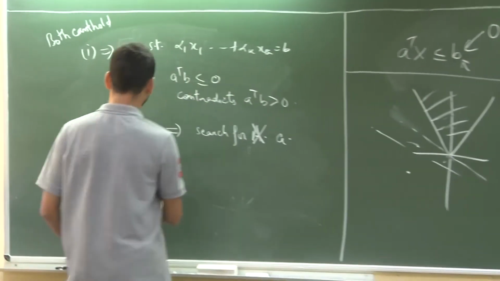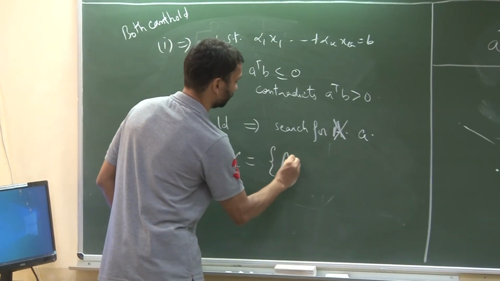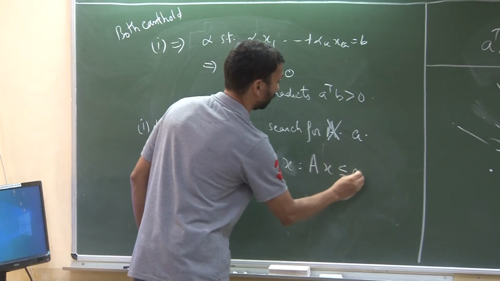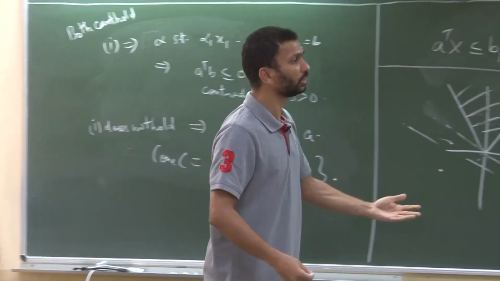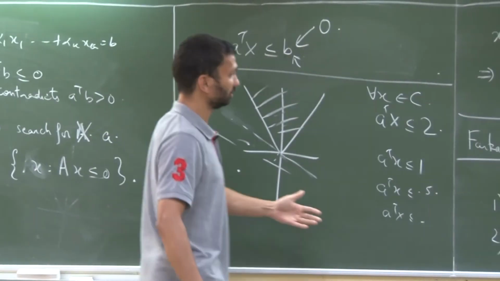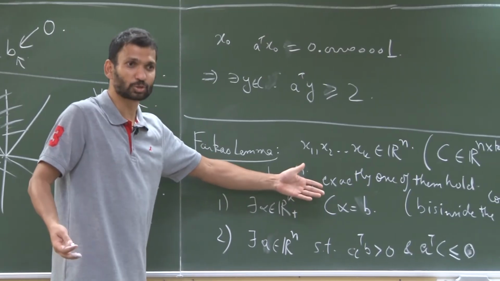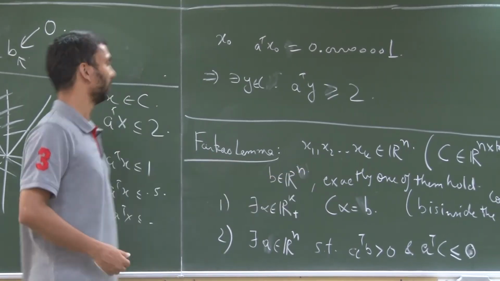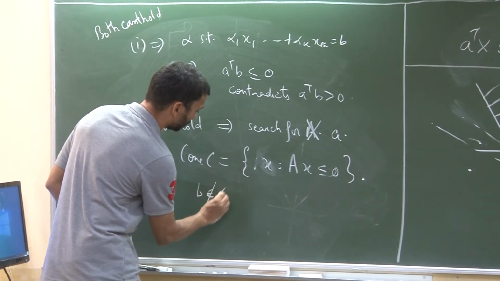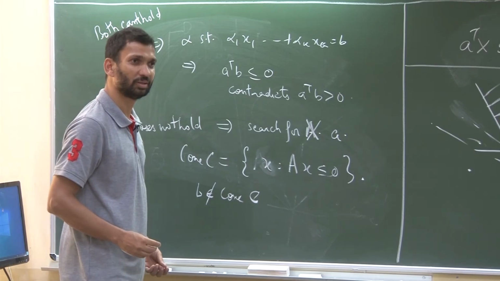Every cone in the world has this description. So why not my favorite cone, cone C? That will also have that description. And now I know that B is not in cone C. What does that mean?